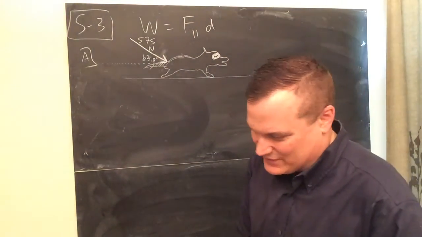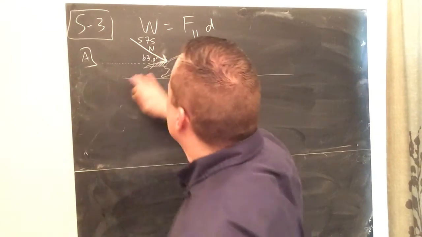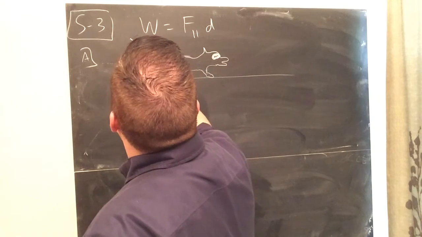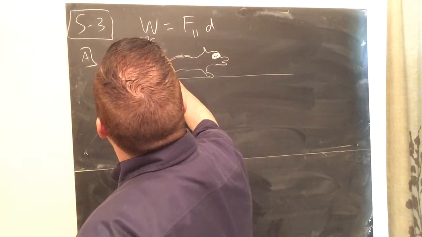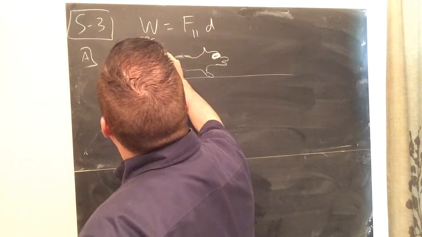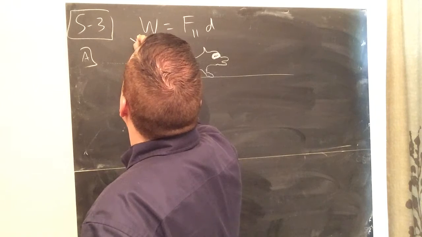degrees. I probably should use a different color there. Oh, well. I can do it quick. All right, at 63 degrees above the horizontal. That doesn't look too neat, okay? Okay, 575 Newton force.